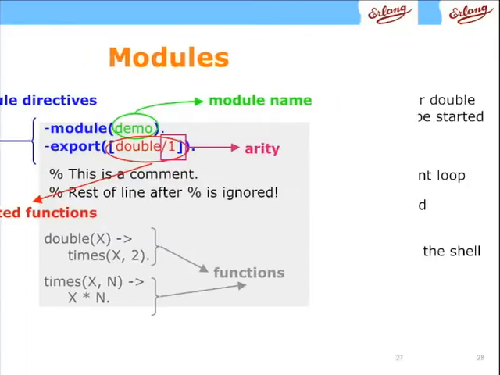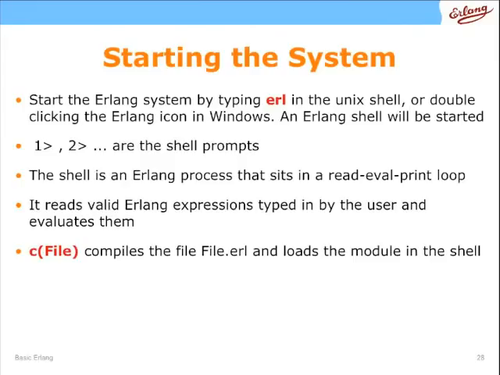Now what I'd like to do is show you how to use functions from within the Erl shell. Now we've seen that already. You type erl in a Unix shell. We get shell prompts 1 greater than, 2 greater than, and so on. The Erlang shell sits in a read-eval-print loop. You type an Erlang expression followed by a full stop, and you get back the result. Now, the one thing we've not seen so far is what's called the compile directive. If we write c followed by the name of a file, the name of a module, that will compile the module and load it into the shell. So let's take a look at that now.